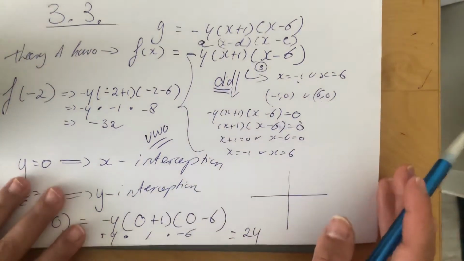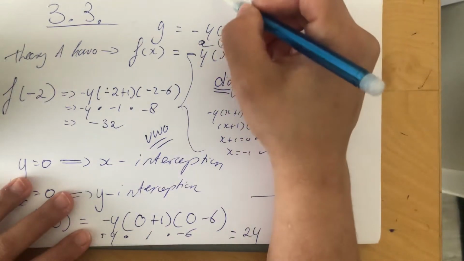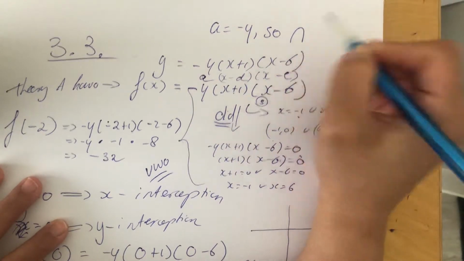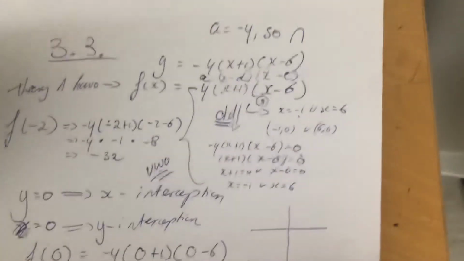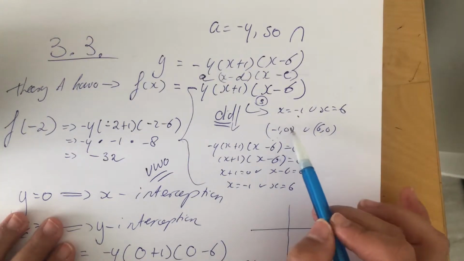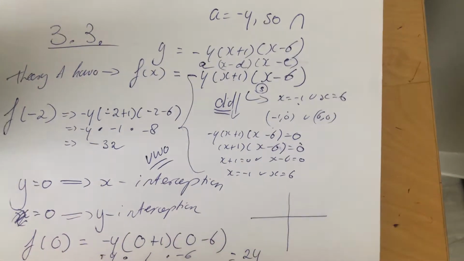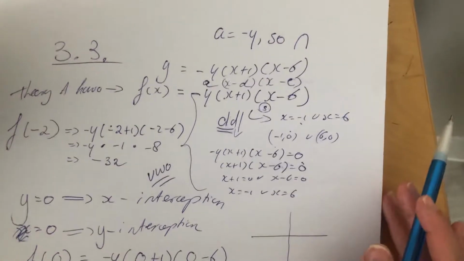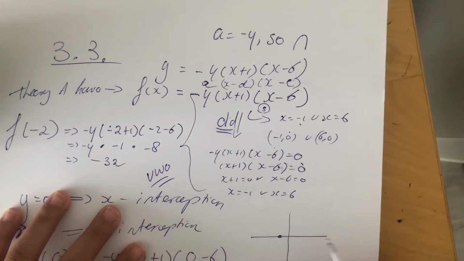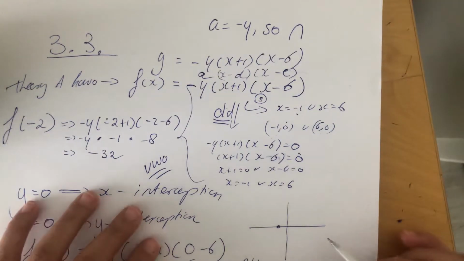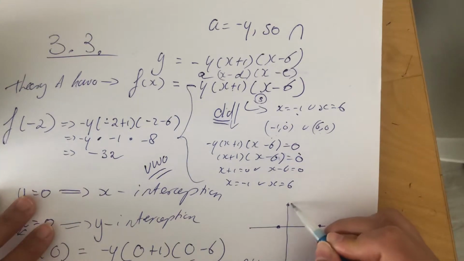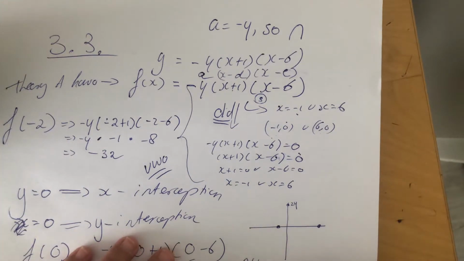And you always look at the A. You always look at the A. The A is negative 4, so it's going to be a cap. We have the x-intercepts, these two. We have the y-intercept, 24. So how is it going to look? Let's have a look. (-1, 0) and (6, 0), that's over here. The y-intercept is at 24. And the top will be in the middle.